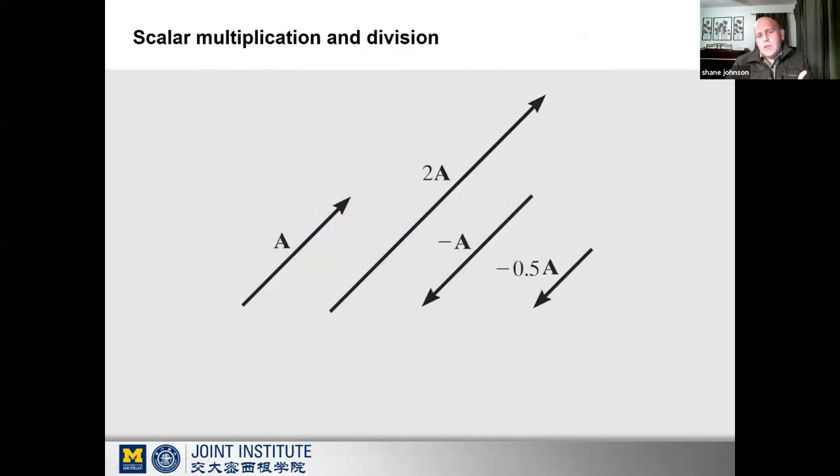So I assume everyone is already somewhat familiar with scalar multiplication and division, but you can take a vector and multiply by a scalar and you're going to change its length, or you can multiply by a negative, for example, and you're going to change its direction. And so some of these are shown here. So you can make sure you know your scalar multiplication and division.